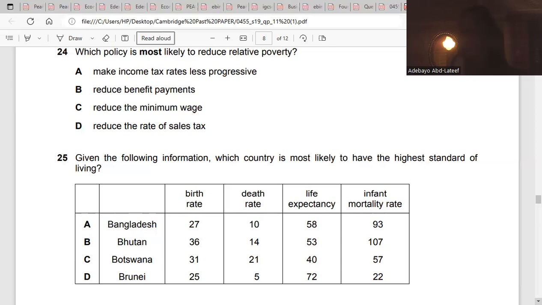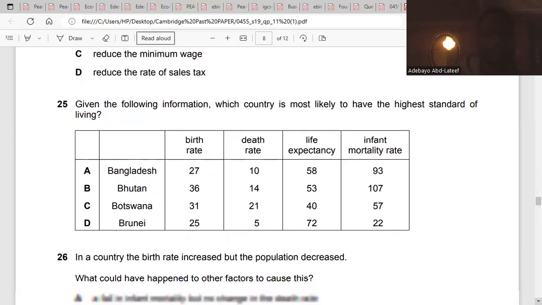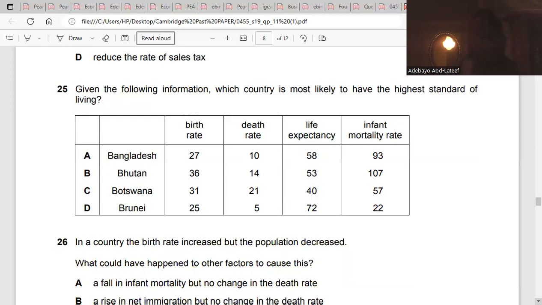If you are reducing the minimum wage, it means you are reducing the income level of an economy. It will lead to poverty. Reduce the rate of sales tax. Yes, because when you are able to reduce sales tax, it means goods become affordable. Services become affordable for people. So fewer people will be able to buy. Okay, it's D. Reduce the rate of sales tax. That means goods become affordable for people.